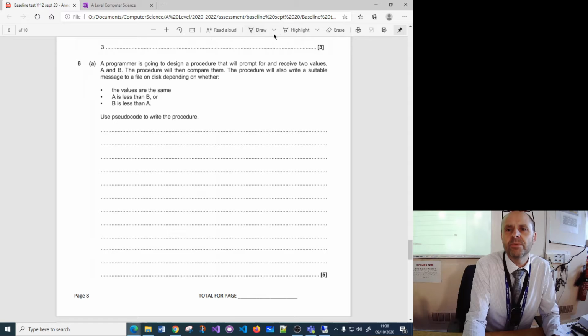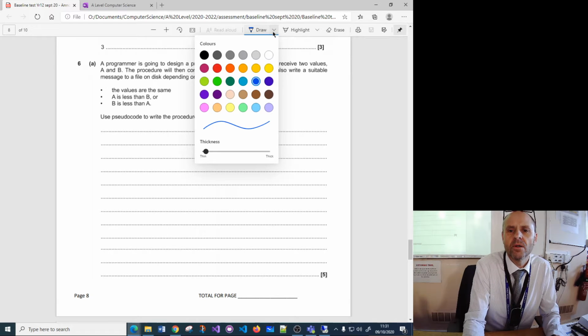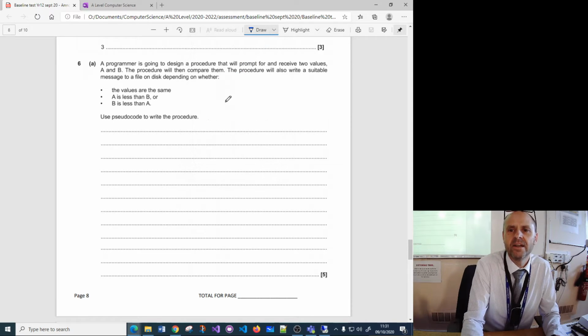So I'll put my drawing tool on. Thin pen. Right, so I'm going to say A equals, so I'm going to store something in A. What am I going to store in A? The input. If you've ever got to do user direct input, you're going to do it like this in pseudocode. And a suitable message so the user knows: enter a number. I'm just going to put a num. And I'll do the same for B.